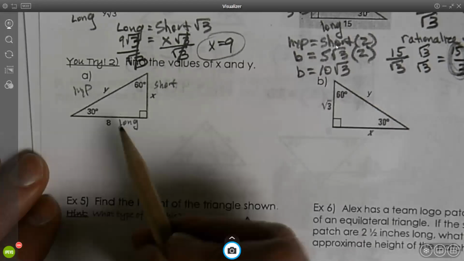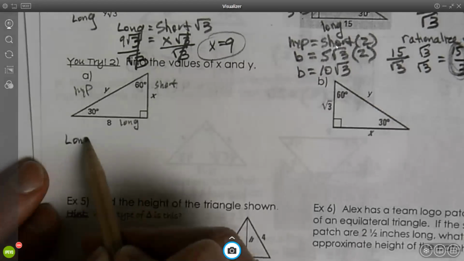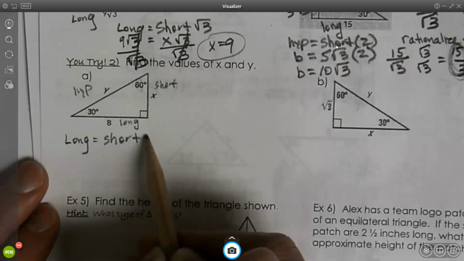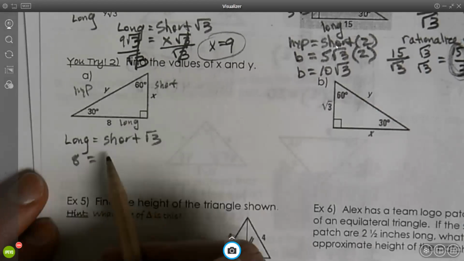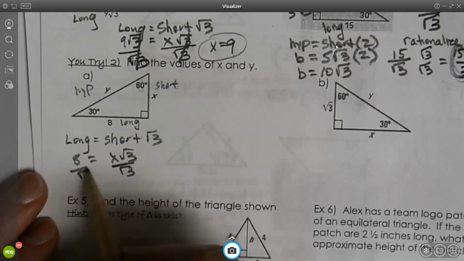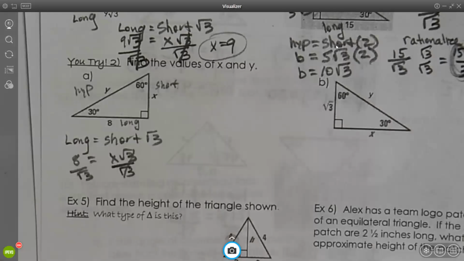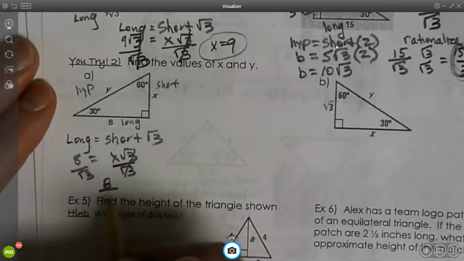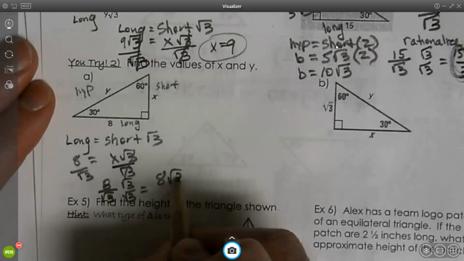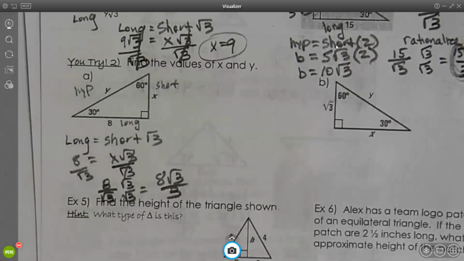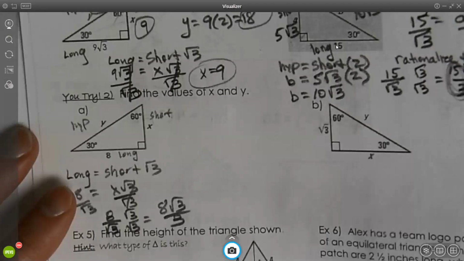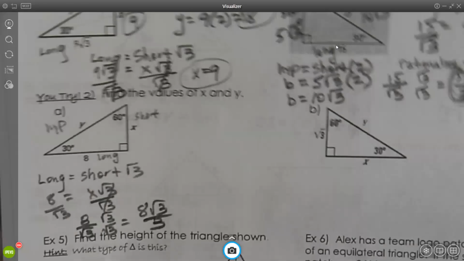So they gave us the long leg. That means we have to use the formula that has the long leg in it. The long leg times √3. So we have 8 times x√3. So we're going to have to divide by √3 to get the x, the unknown, by itself. So we're going to take the 8 divided by √3, and we will rationalize the denominator. So that leaves us with 8√3 over 3. That does not reduce. We do not turn that into a decimal.